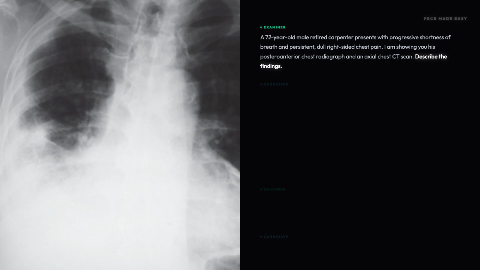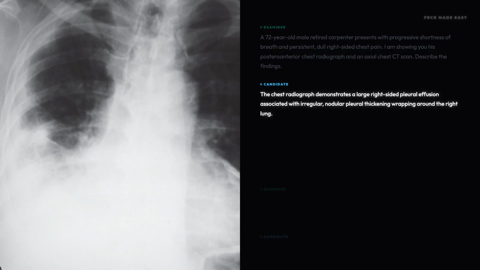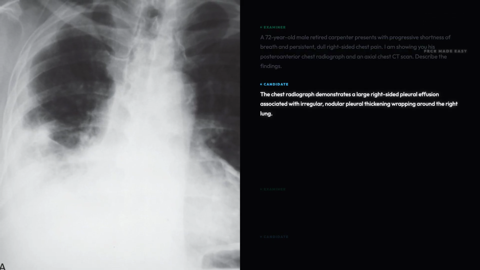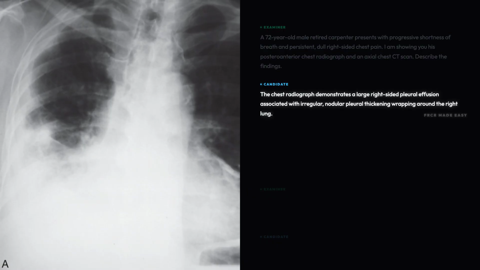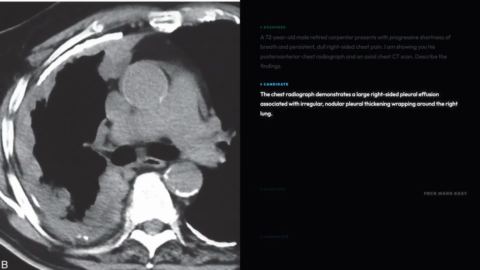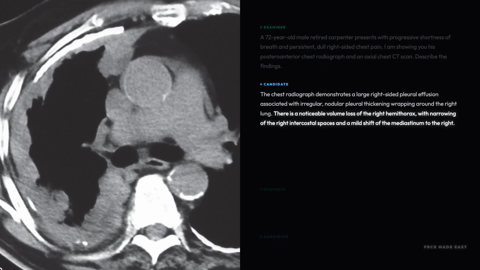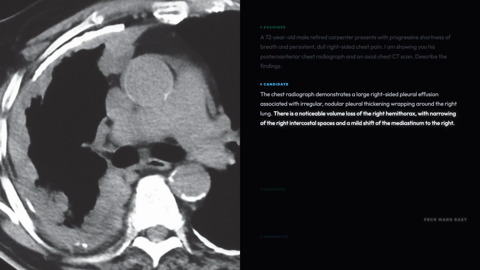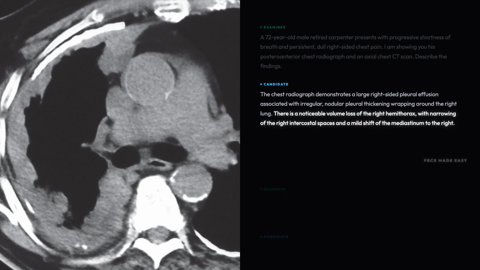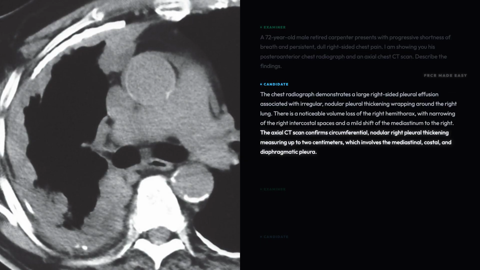Describe the findings. The chest radiograph demonstrates a large right-sided pleural effusion associated with irregular nodular pleural thickening wrapping around the right lung. There is a noticeable volume loss of the right hemithorax, with narrowing of the right intercostal spaces and a mild shift of the mediastinum to the right.